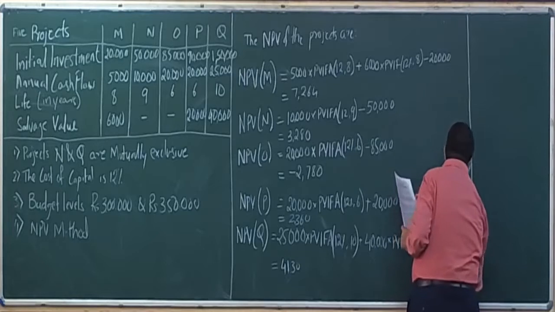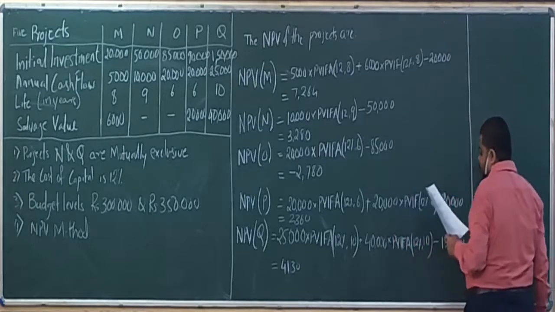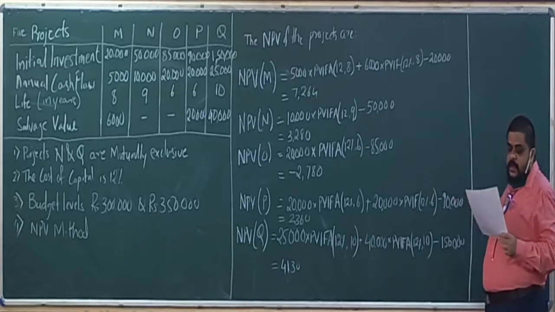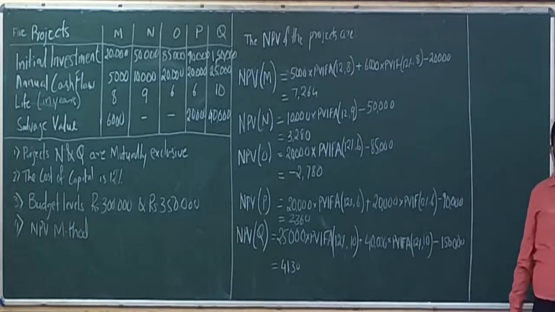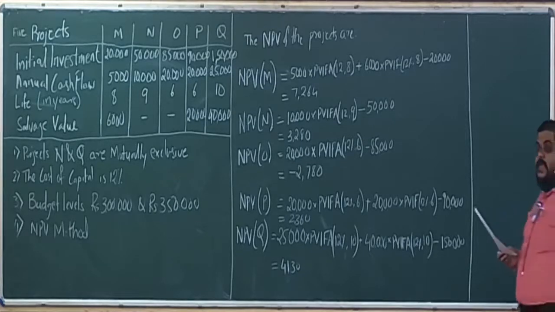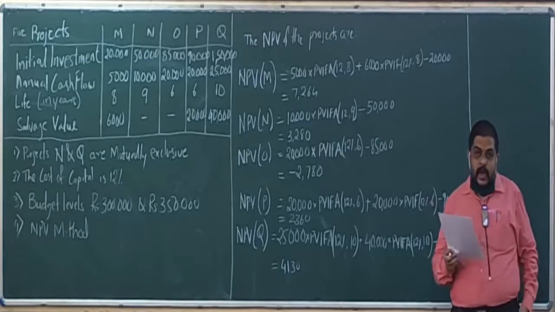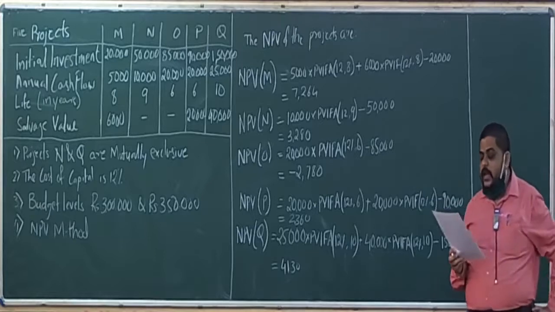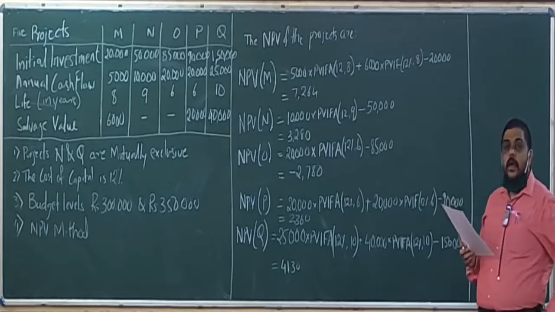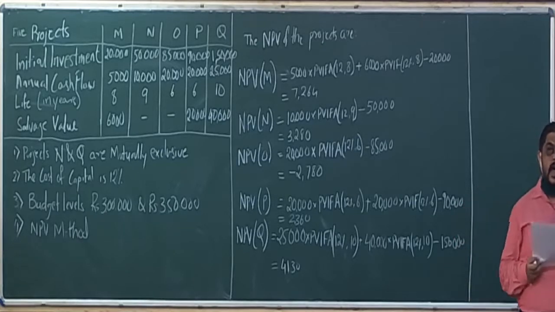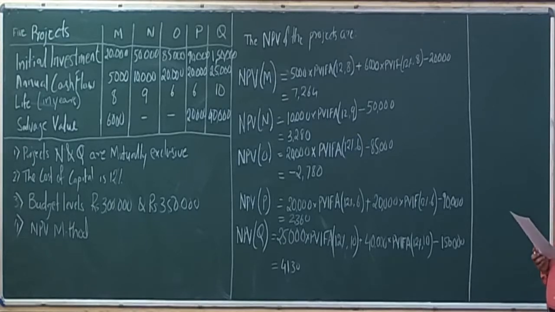Let us make the feasible combinations. Since in the problem we find that the NPV of project O is negative, hence we are going to straight away reject project O. And we will continue further. N and Q, as mentioned in the problem, are mutually exclusive. That means we are not going to select these projects together at a time. So either we can choose N or Q.